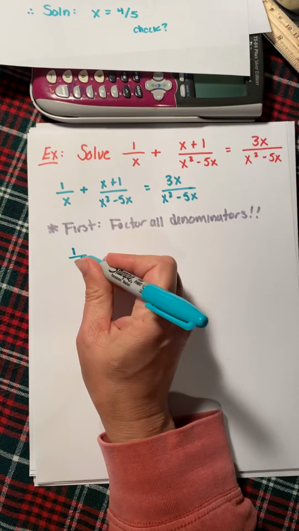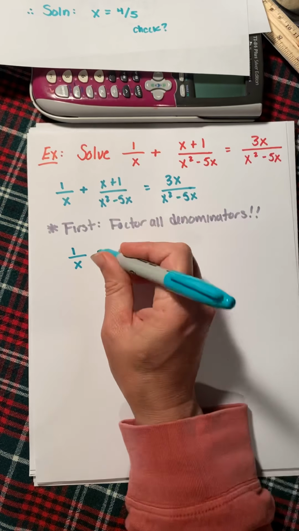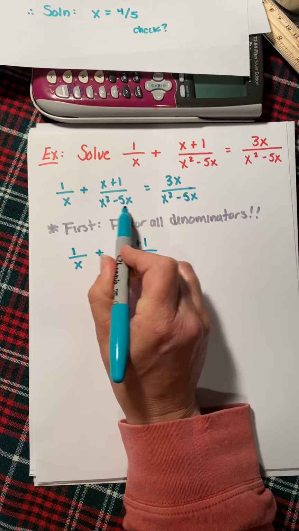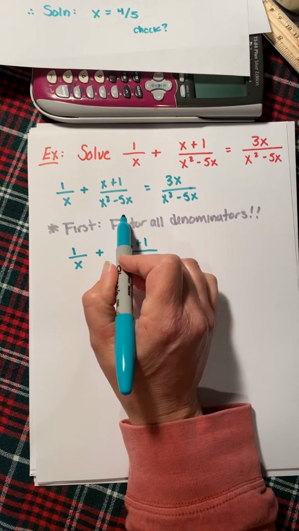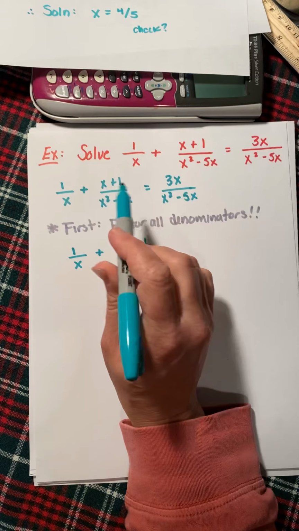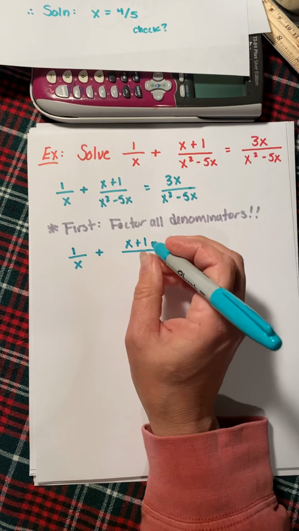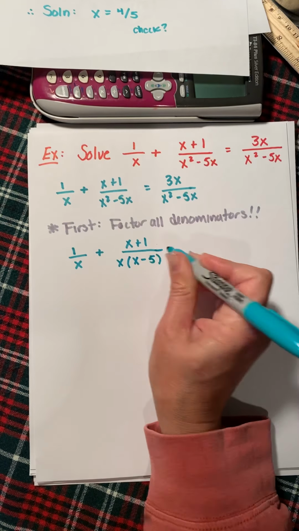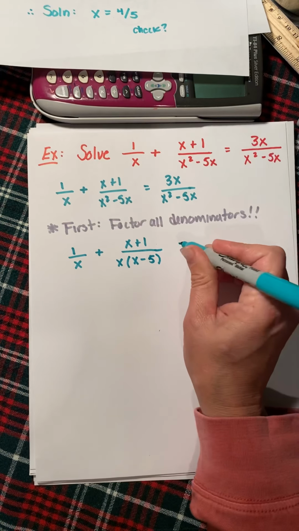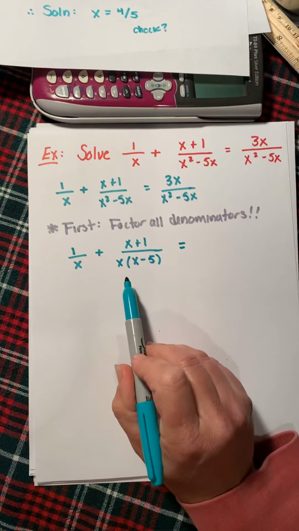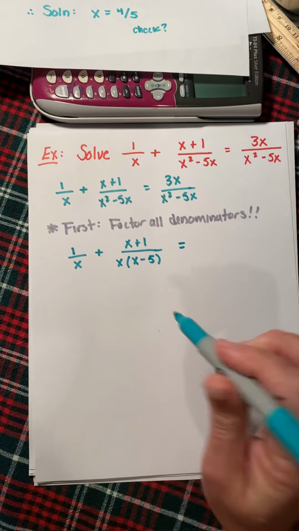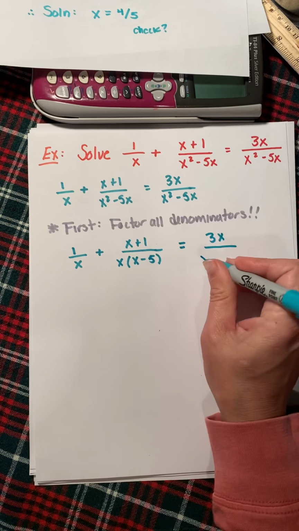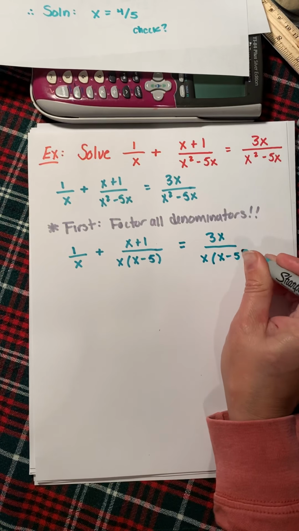So this is just a single variable of x, so there's no factoring to be done. We're going to factor the middle denominator. It's a binomial expression. It's not the difference of squares or the difference of cubes, but don't forget 6.1, our very basic factoring, where we just factor out the greatest common factor, which would be x. So x squared minus 5x can be factored into x times x minus 5. And then our right denominator is also x times x minus 5.